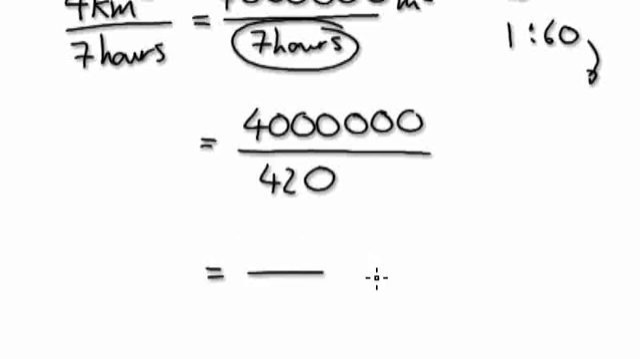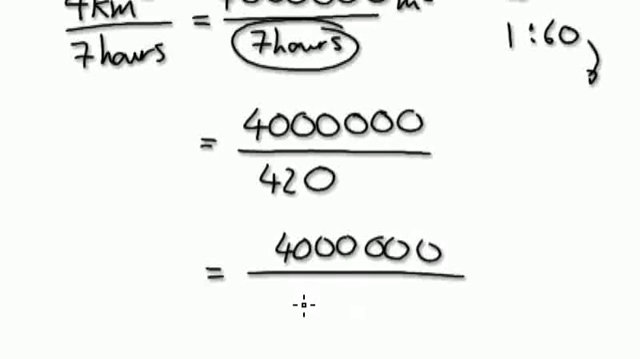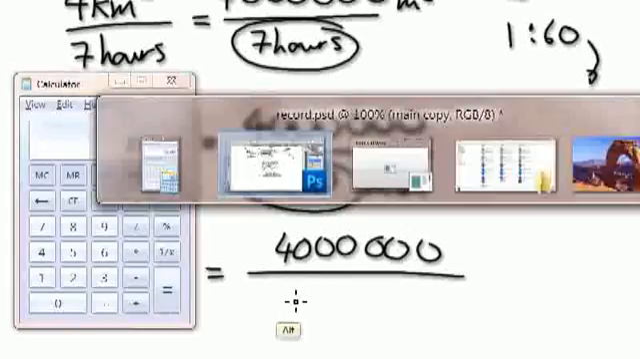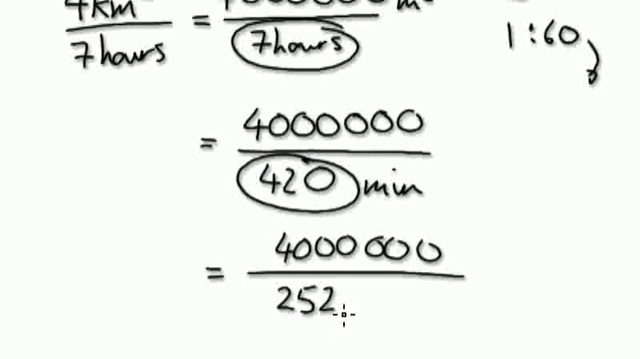So let's take the 4 million down, 4 million here, and then this bottom thing times 60. Remember, this here is in minutes at the moment, so we've got to times it by 60 to get it into seconds. 420 times 60 equals 25200. Okay, so this is meters squared and this is seconds.